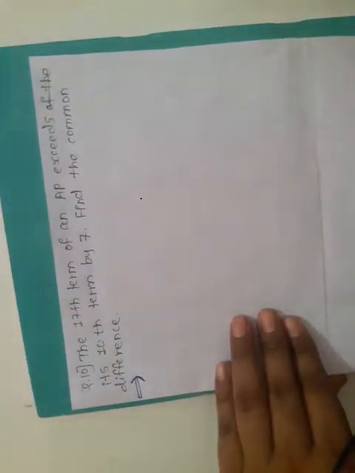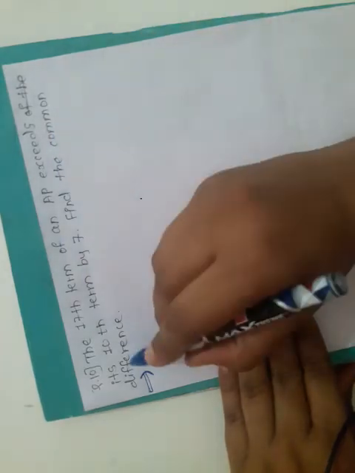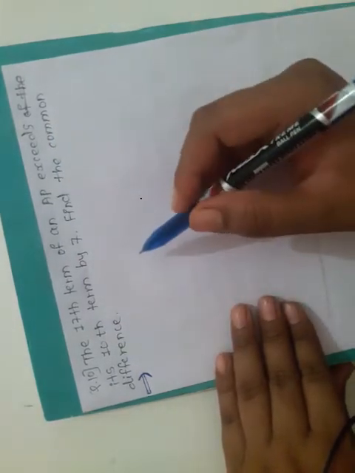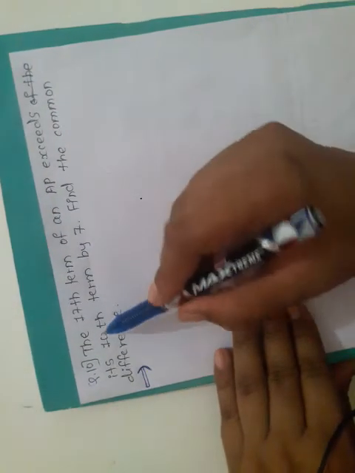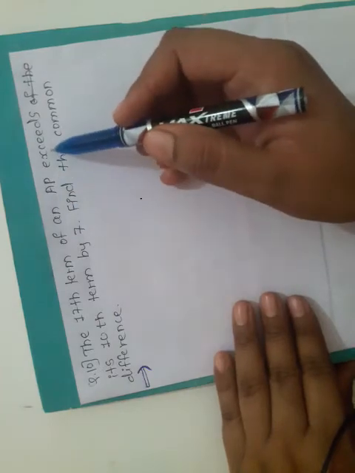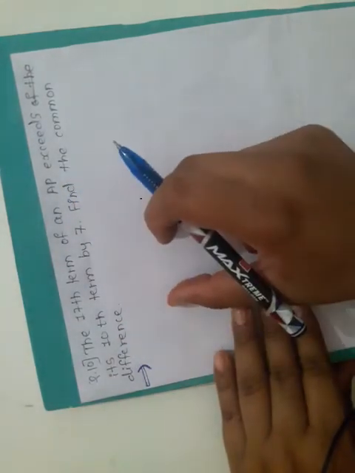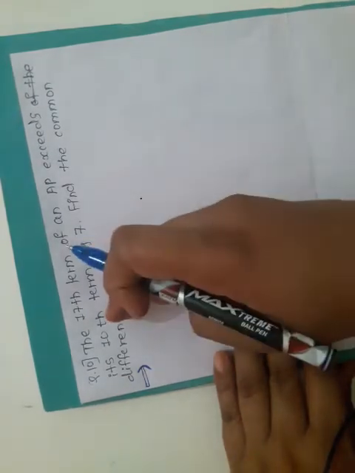Now come to our next question, question number 10. The 17th term of an AP exceeds its 10th term by 7. Find the common difference. Okay, so in this example we have to find out the common difference. Okay, see what is given to us. The 17th term of an AP exceeds, means it increased the 10th term by 7. Okay, means how can we write this condition as, means 17th term is equal to what? It increased 10th term by 7.